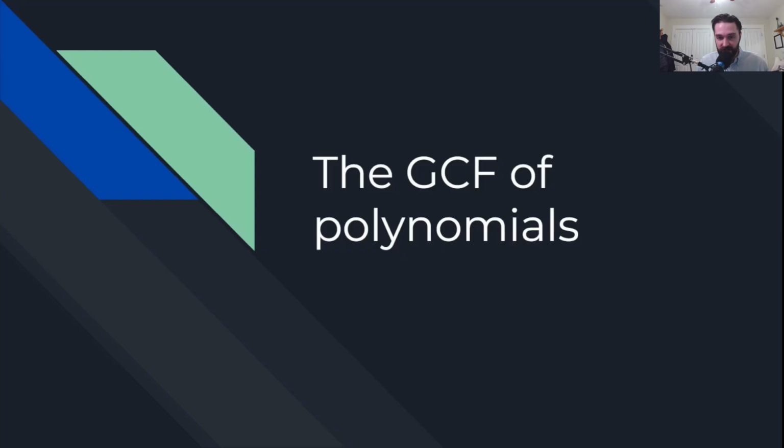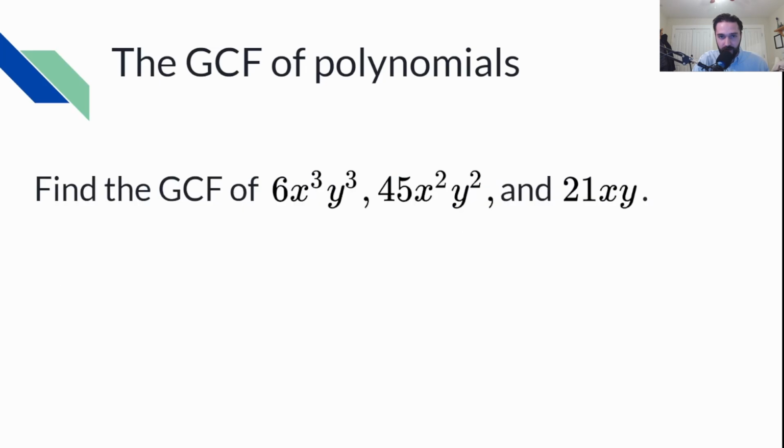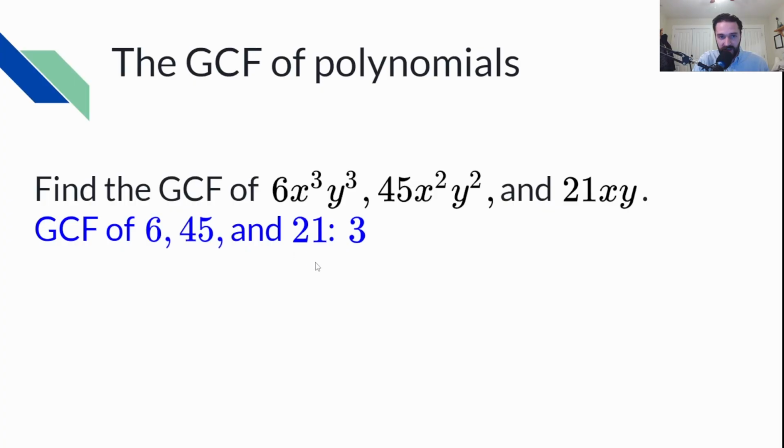So now let's put these things together, right? We found the GCF of numbers and we found the GCF of variables. So the GCF of polynomials, which is a mixture of numbers and variables, is the largest polynomial that divides evenly into the polynomials. Here we're asked to find the GCF of these three polynomials. To do this, we're first going to look at the numbers, the coefficients in front of these variables. We have 6, 45, and 21. The GCF of those three numbers is 3.